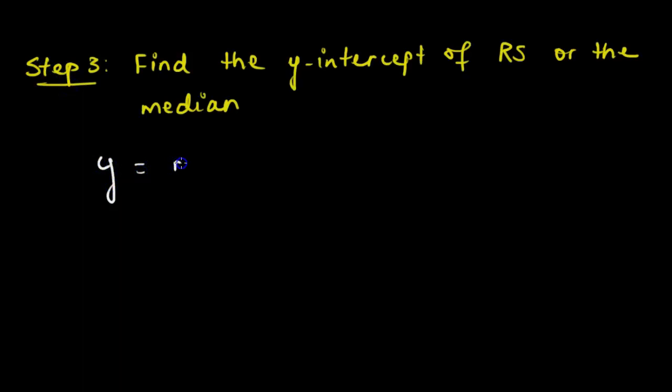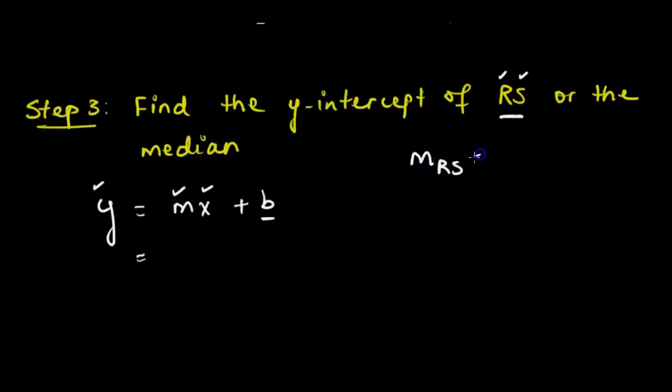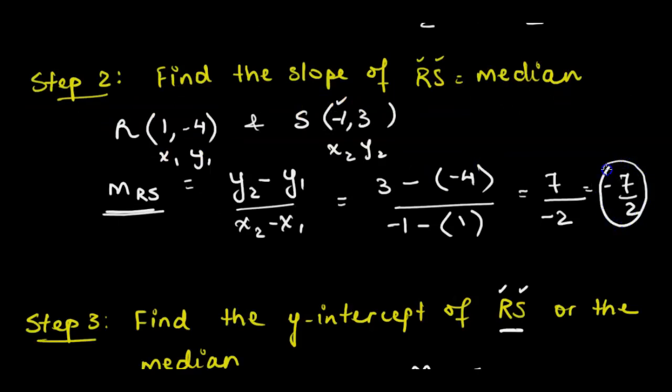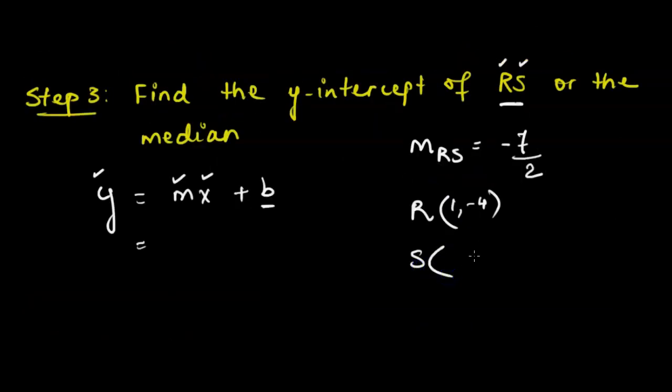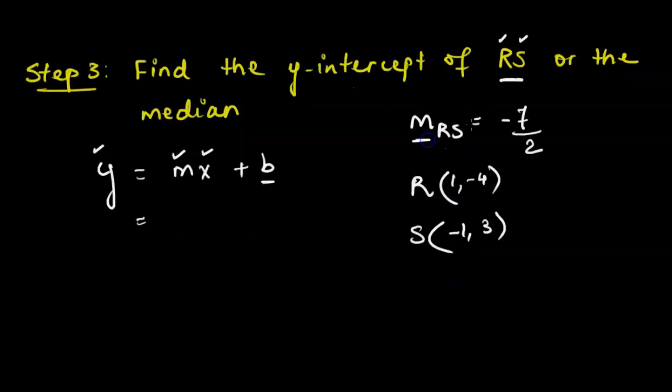That's step number 3. For finding the y-intercept, we would write down the line equation as y equal to mx plus b. We would substitute the slope in here, and we would substitute any point lying on the line RS. We know both points R and S. We can use any of these 2 points to substitute as x and y coordinate, and then we would be finding the value of b. We have already calculated slope of RS. That was done in step number 2, and that is -7/2. We know R point is 1, -4, and we know S point is -1, 3. So we would substitute the value of slope as m, that is -7/2.